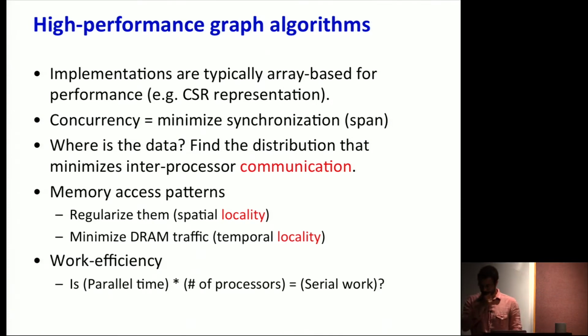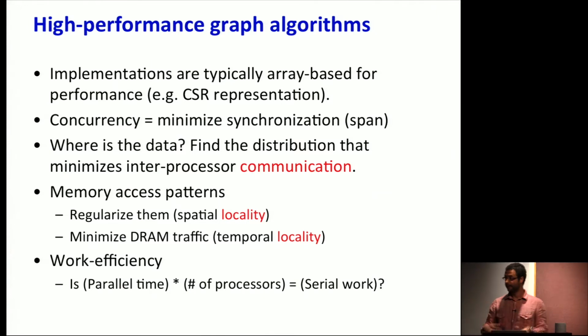And that's much more important in graph algorithms than dense matrix algorithms, where things are usually balanced in nature. Here, things are imbalanced by design. Of course, a very important question in every parallel algorithm is, where is the data? When you're designing a parallel algorithm, you would like to distribute the data so that it minimizes the inter-processor communication.